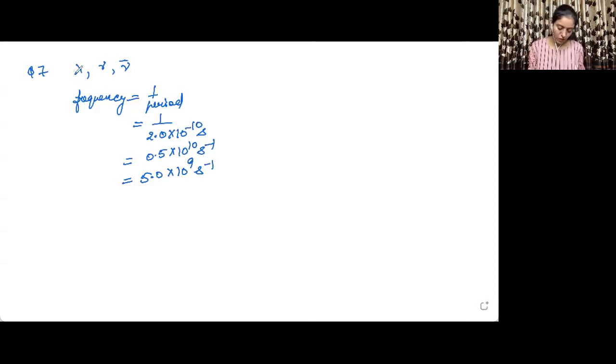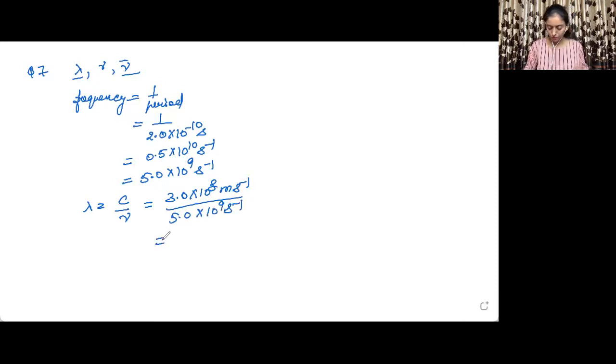All right, now we need to find out lambda and nu bar. Lambda is equal to c upon nu. So it is equal to 3.0 into 10 raised to the power 8 meter per second upon 5.0 into 10 raised to the power 9 per second. So it will be equal to 3 divided by 5, which is 0.6 multiplied by 10 raised to the power minus 1 meter, or it will be equal to 0.06 meter.